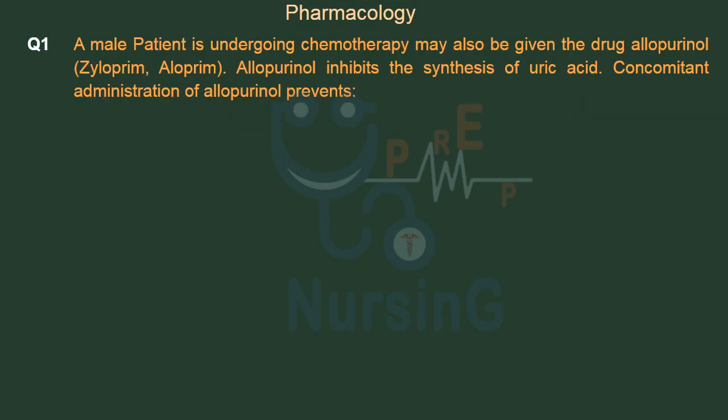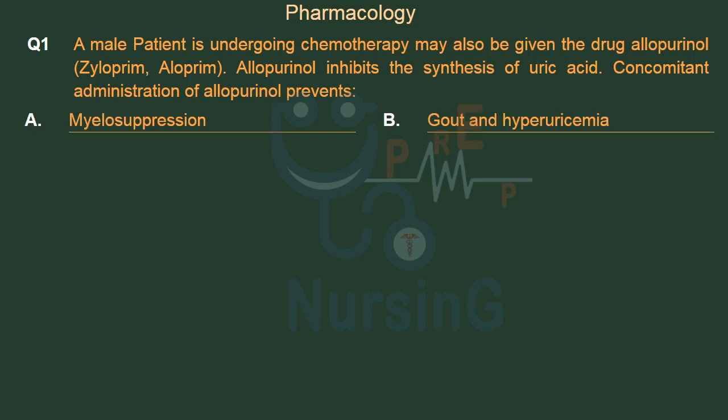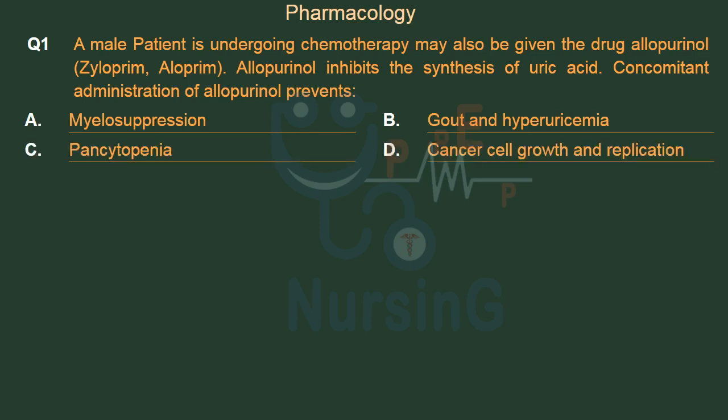Pharmacology. A male patient undergoing chemotherapy may also be given the drug allopurinol (Zyloprim, Aloprim). Allopurinol inhibits the synthesis of uric acid. Concomitant administration of allopurinol prevents: Option A. Myelosuppression. Option B. Gout and hyperuricemia. Option C. Pancytopenia. Option D. Cancer cell growth and replication. Right answer is Option B.